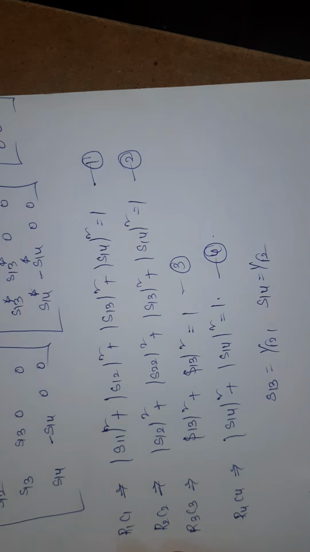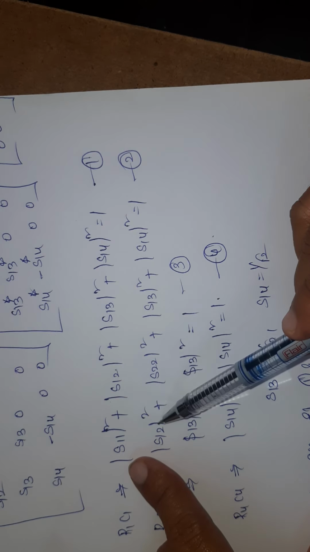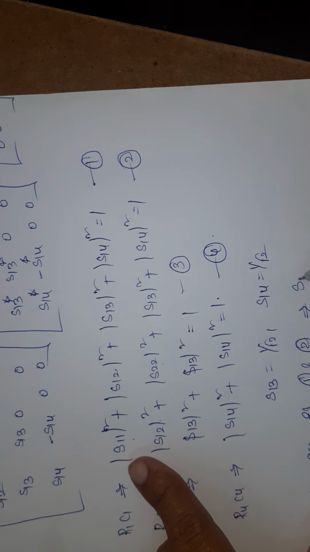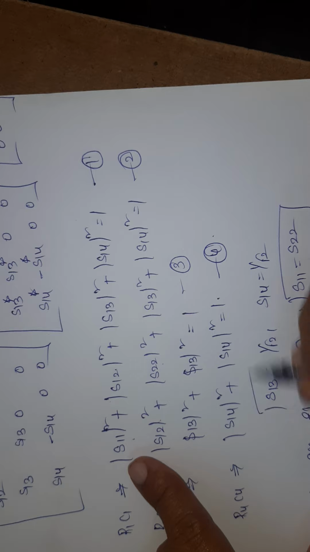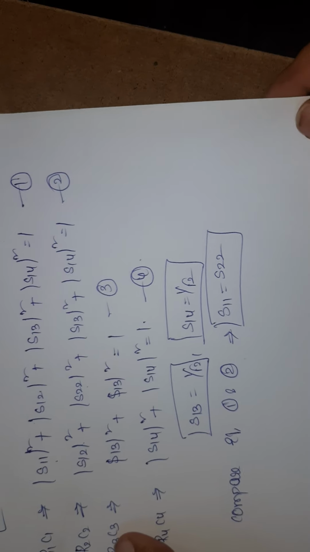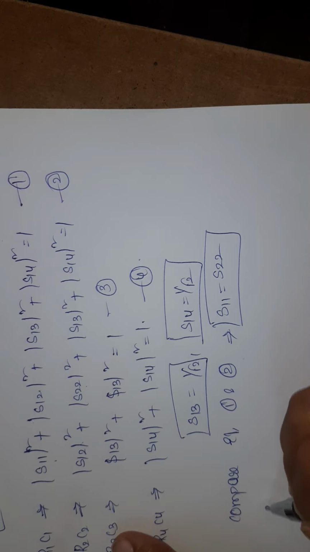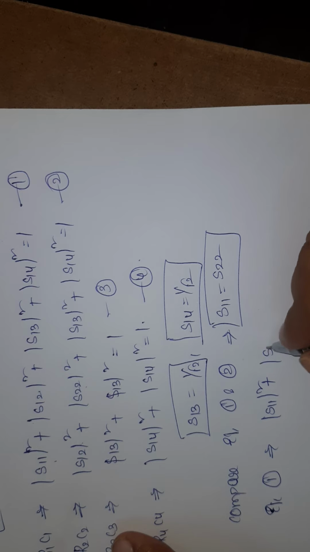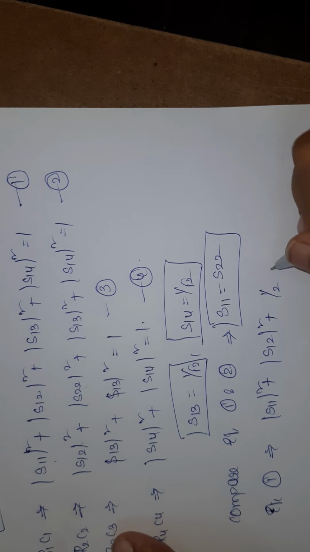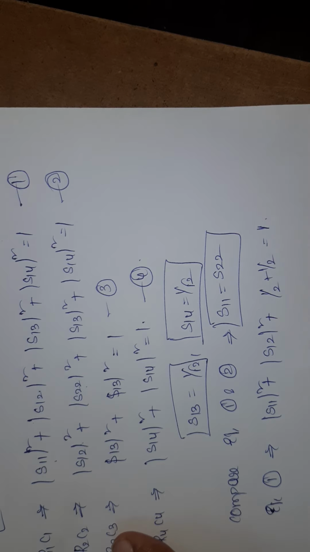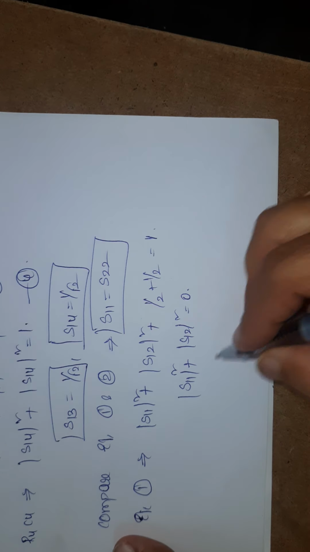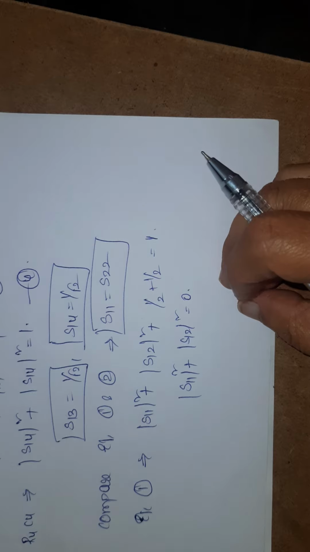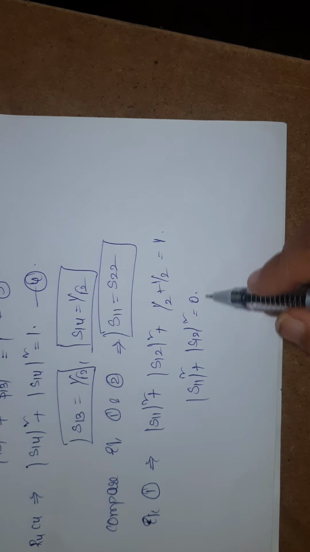Next, compare equations 1 and 2. So S11 is equal to S22. From equation 1, S11 whole square plus S12 whole square plus S13 whole square, which is 1 by 2, plus S14 whole square, which is 1 by 2, equals 1. So S11 whole square plus S12 whole square equals 0.